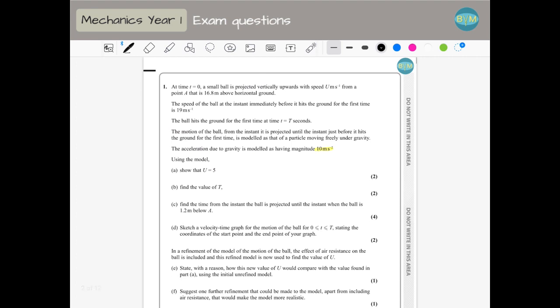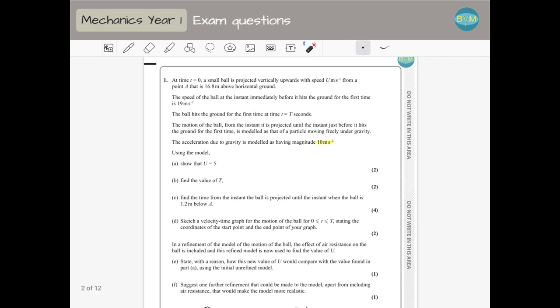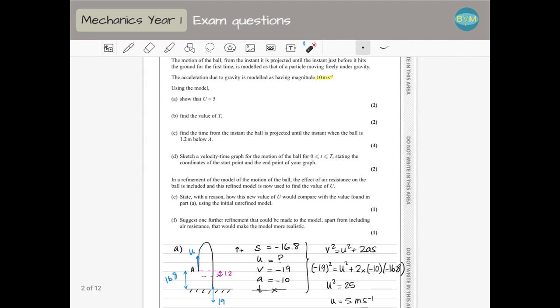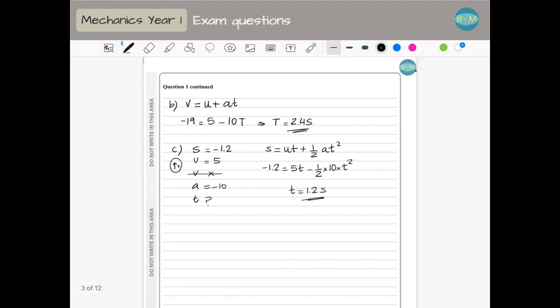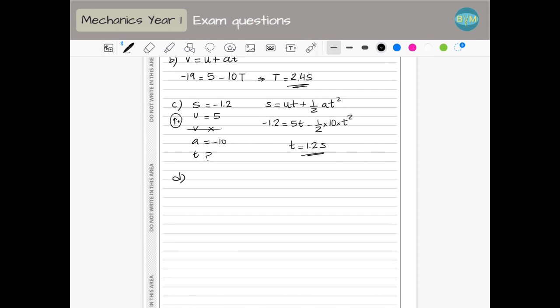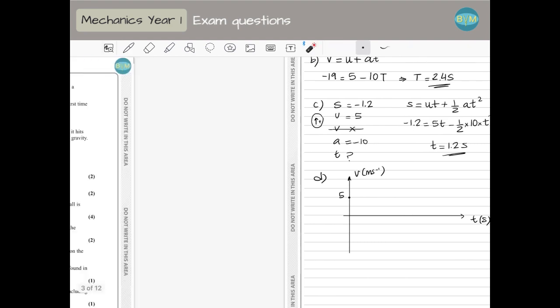And then it says sketch a velocity time graph for the motion of the ball between 0 and t seconds, stating the coordinates of the start point and the end point of your graph. So we are going to have something like this. If we represent velocity in the vertical axis, so in meters per second, and time in the horizontal axis, seconds. Initial velocity was 5, positive, and the final velocity is 19.